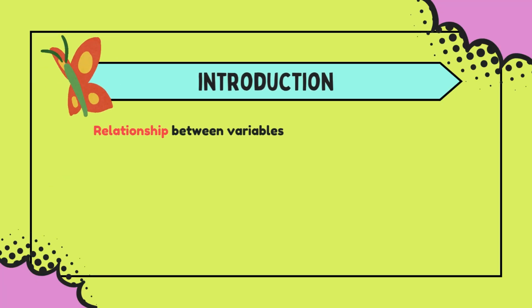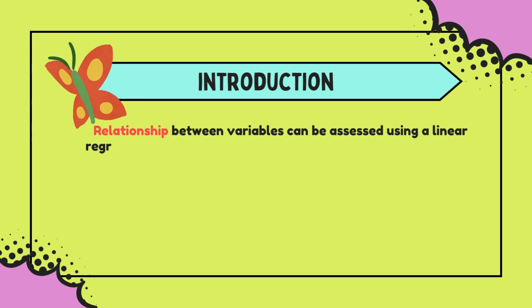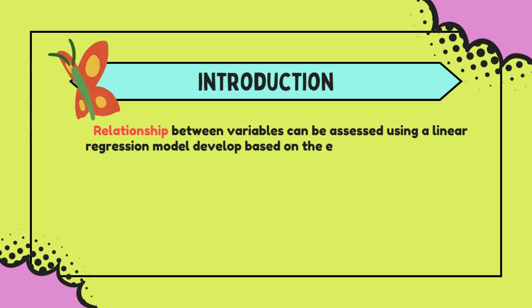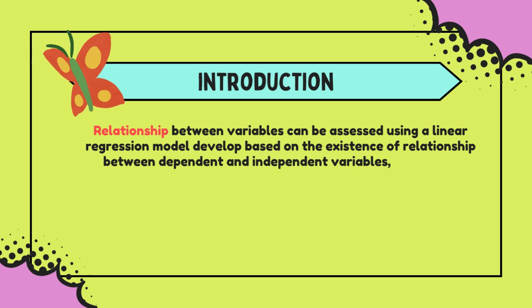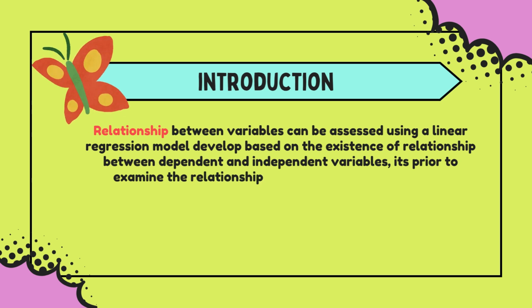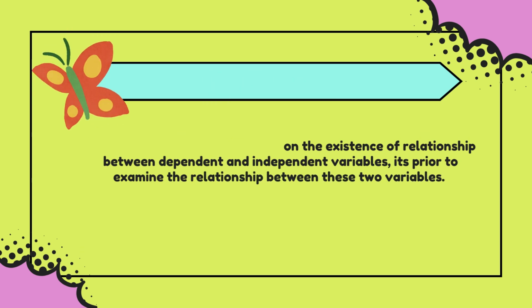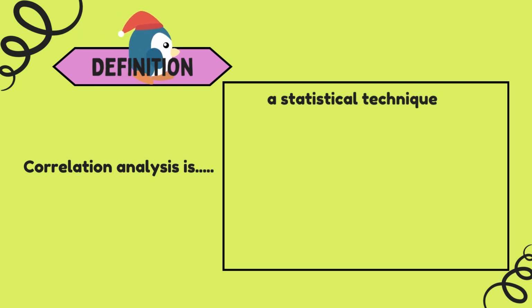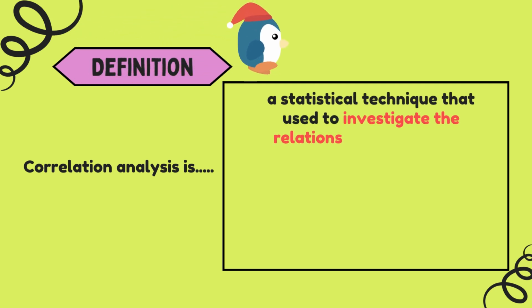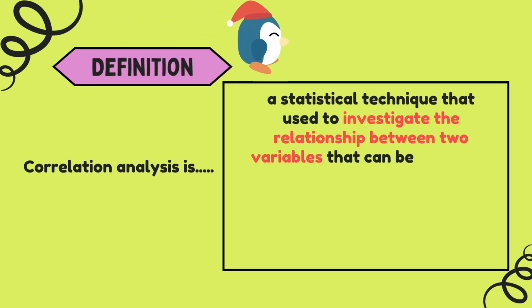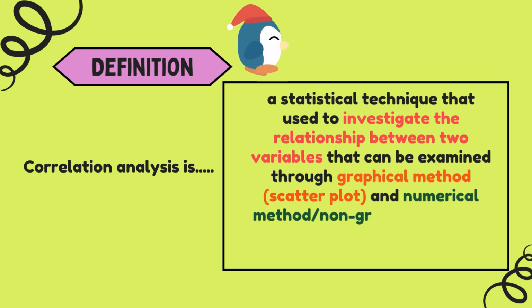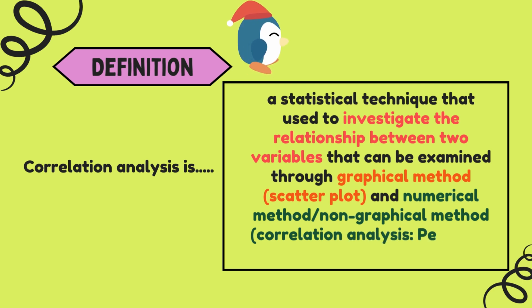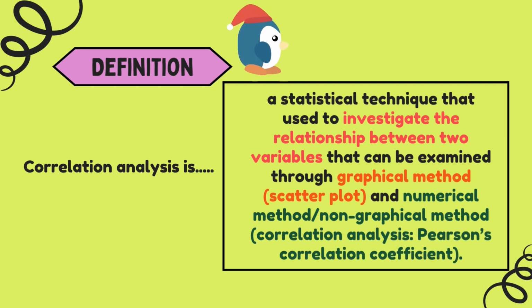Relationships between variables can be assessed using a linear regression model developed based on the existence of relationships between dependent and independent variables. It is necessary to examine the relationship between these two variables first. In other words, it is a statistical technique used to investigate the relationship between two variables that can be examined through a graphical method, the scatter plot, and a numerical, non-graphical method, correlation analysis, Pearson's correlation coefficient.